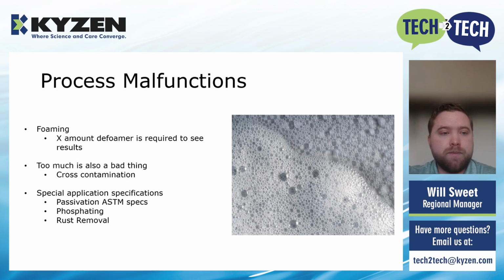And then, of course, there's special application specifications. When it comes to passivating stainless steel, there are very strict parameters that you have to use for different products, and that includes concentration. There's a specific ASTM concentration range that you need to fall within when passivating stainless steel if you want to meet the spec. Same for phosphating. That's prepping the part for paint. You want to make sure you have enough chemistry in there so that you're able to effectively phosphate for the next phase of the process. And rust removal is also worth mentioning. Typically done with an acid. Actually, all three of these special applications are typically done with an acid-based product, lower on the pH scale.